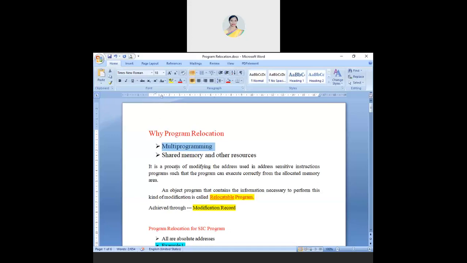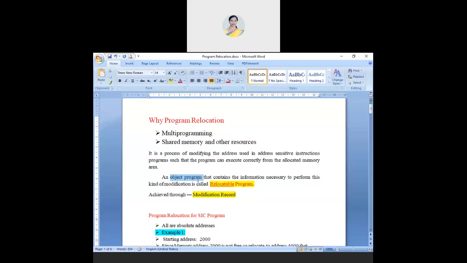Fine. So what do you mean by program relocation? It is the process of modifying the addresses used in address-sensitive instruction programs such that the program can execute correctly from the allocated memory area. The object program which does this is called a relocatable program. The object program that contains the information necessary to perform this kind of modification is called a relocatable program.